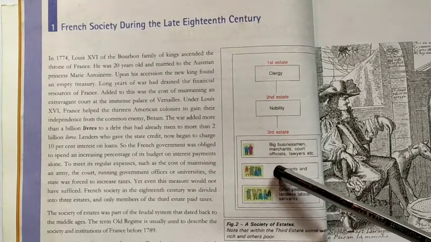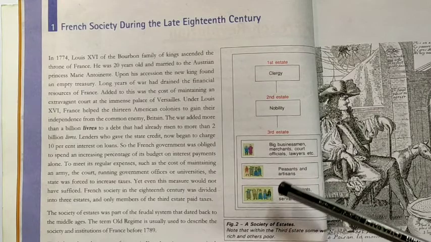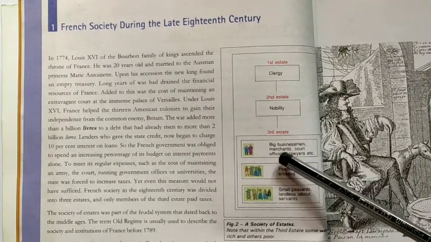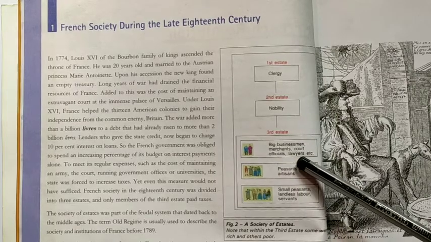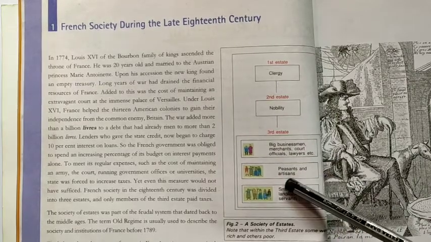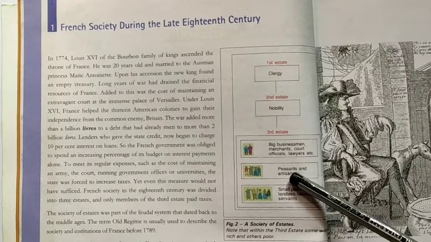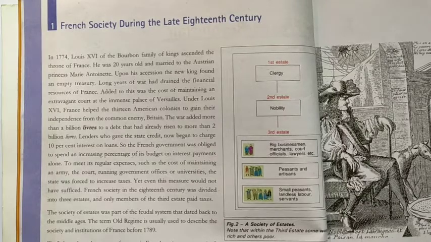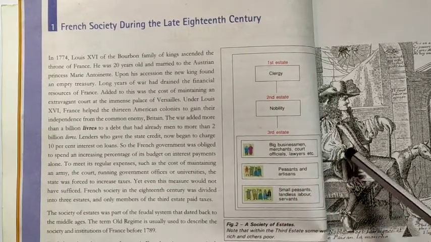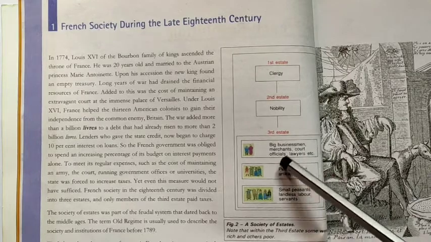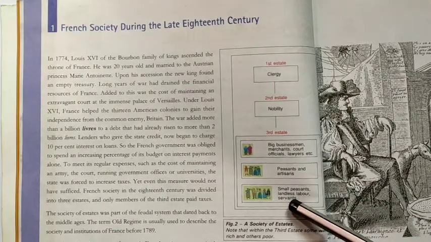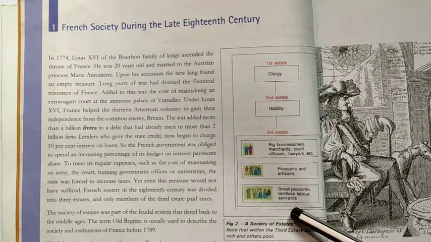The third estate is again divided into three. First are big businessmen, merchants, court officials, lawyers, etc. In the second, there are peasants and artisans. And in the third, there are small peasants, landless labor, and servants. In the third estate, some are rich, like the educated and the traders. People like small peasants, landless laborers, and servants are poor.